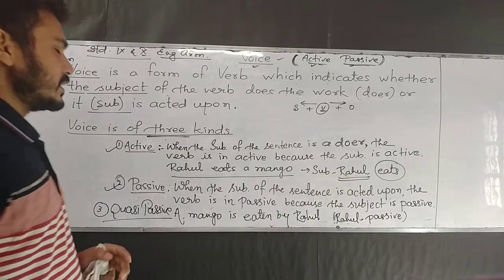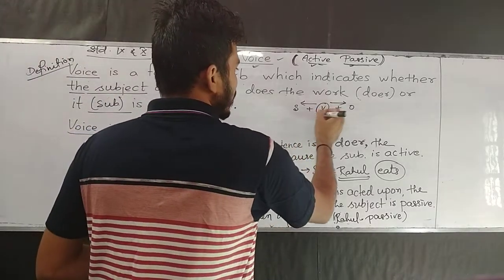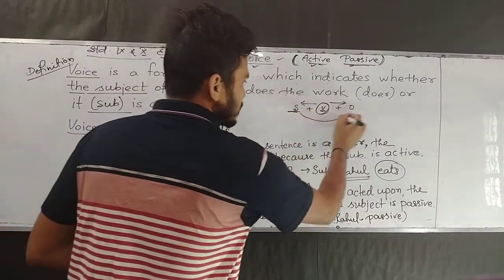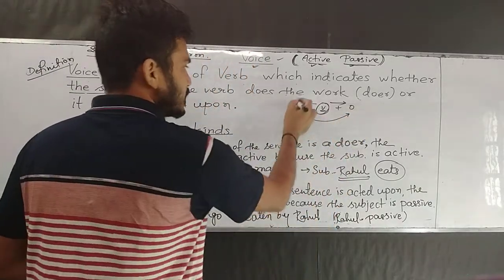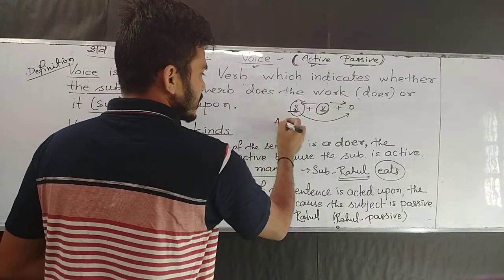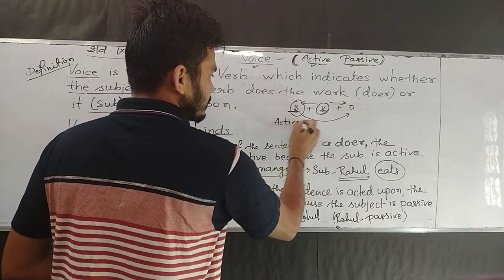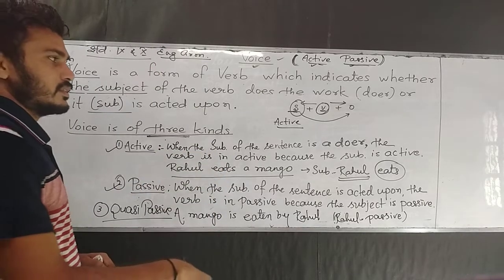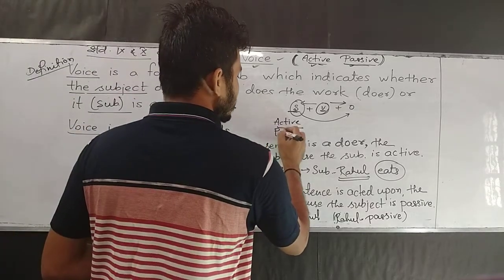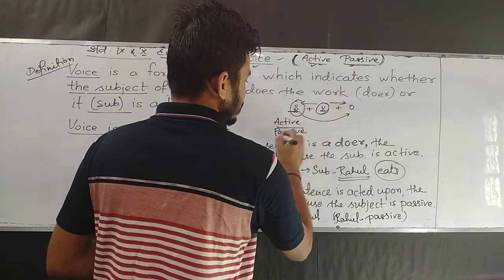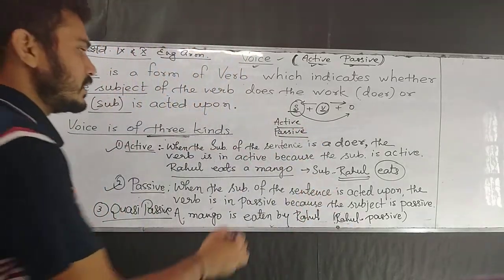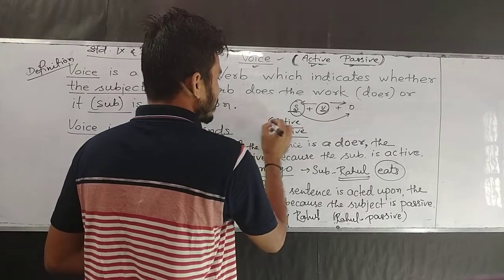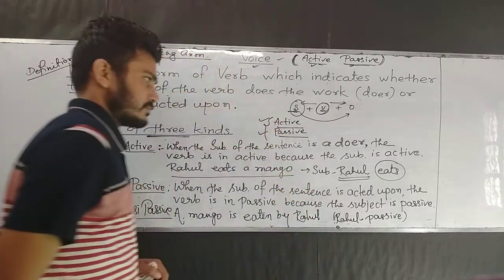In such a sentence, the verb indicates whether the subject is doing the work or the subject is acted upon. If the subject is doing the work, then the verb is called active. And when the subject is acted upon, then the verb is known as passive. That is why here we read the kinds of verb as active and passive.